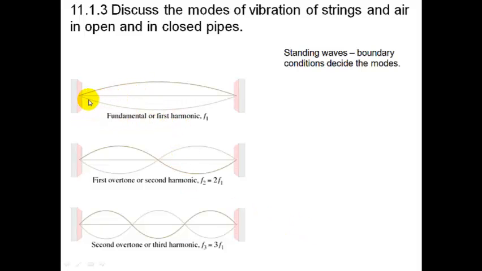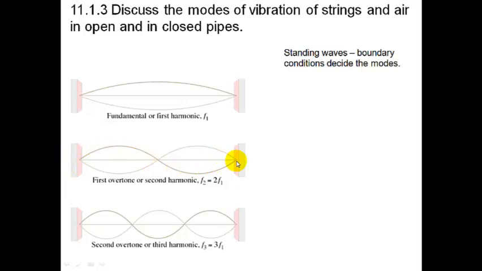Okay. Here, the boundary conditions are such that it is tight at each end. This demands that there will be a node at each end. This is basically called the lowest frequency you get. The longest wavelength is called the fundamental, or the first harmonic.